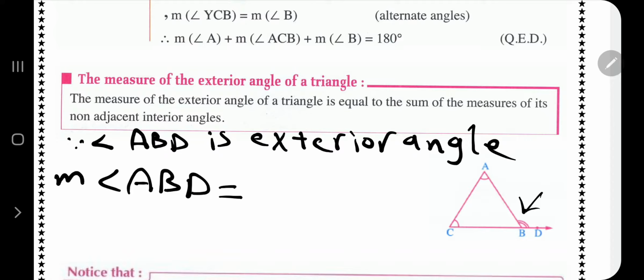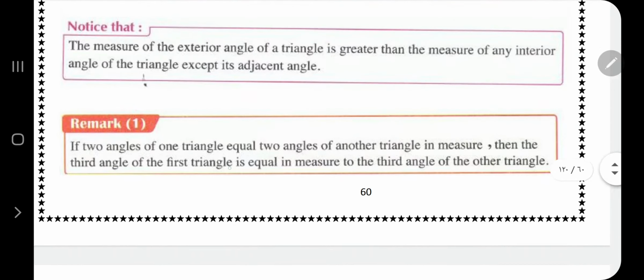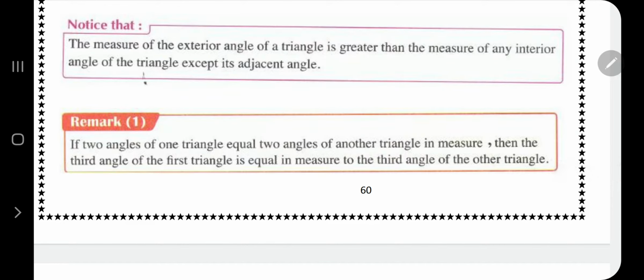angle ABD equals the sum of the non-adjacent interior angles. What is the meaning of non-adjacent? This angle is adjacent, so A and C are non-adjacent, so I will write measure angle A plus measure angle C. Here, the measure of the exterior angle of a triangle is greater than the measure of any interior angle except the adjacent.